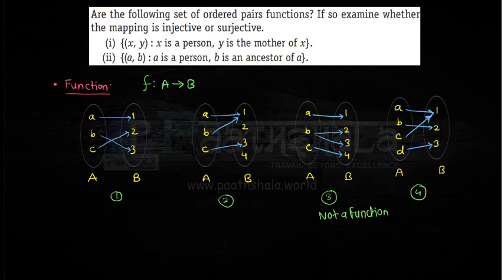So in the fourth case we can see A, B, C, D, all four have a unique relation in B. So 1, 2 and 4 are functions. So these are functions.